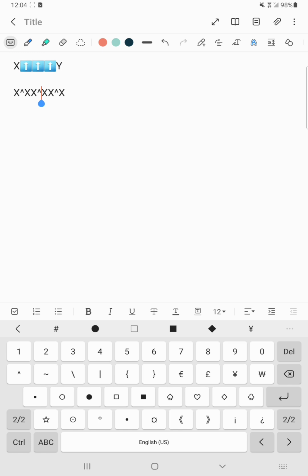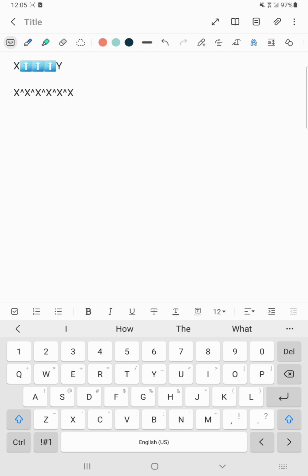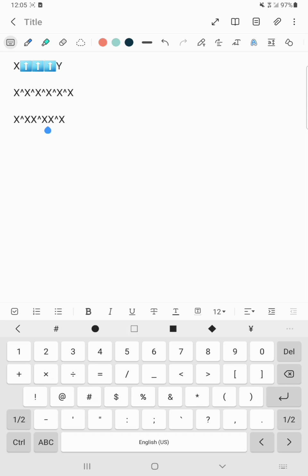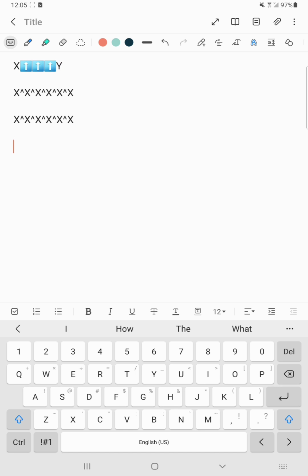I'm going to put the betweener. It is X to the power of X to the power of X to the power of X to the power of X to the power of X, and X to the power of X to the power of X, and so on, X a Y amount of times.